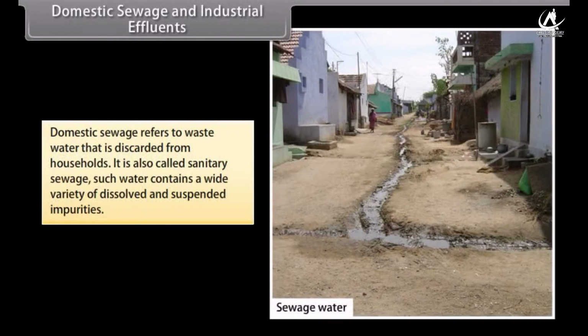Domestic sewage and industrial effluents. Domestic sewage refers to wastewater that is discarded from households. It is also called sanitary sewage. Such water contains a wide variety of dissolved and suspended impurities.